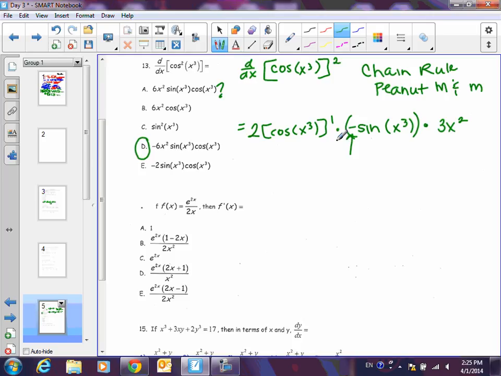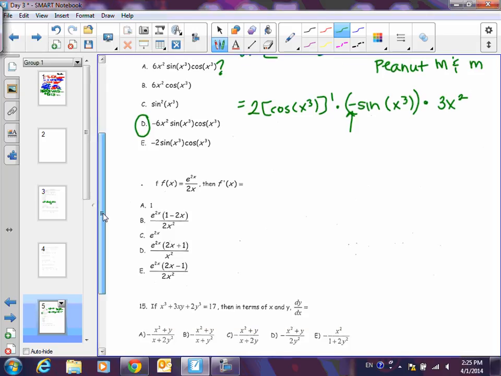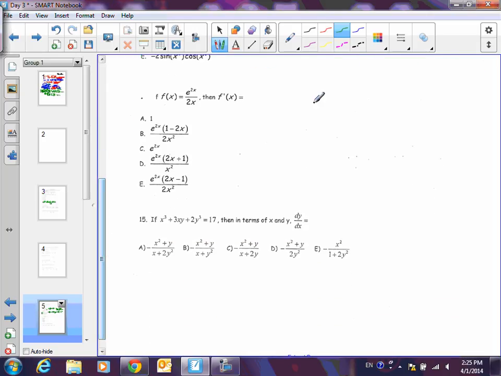Derivatives of the cos are always negative. It does get more complicated when we're integrating, but a derivative of a cotangent, cosine, cosecant, those are all negatives. All right, look at number 14, and this is going to be the last one we do. And this just says if f of x equals e to the power of 2x over 2x, then f prime is. What rule are we going to have to use here?